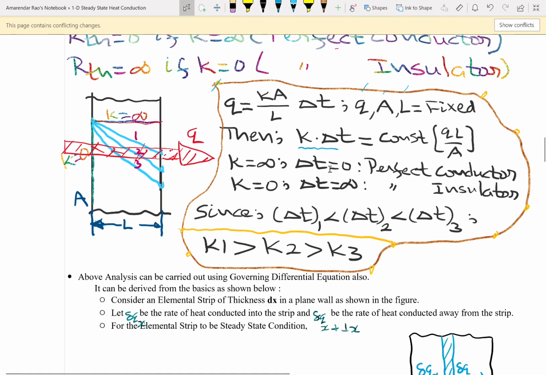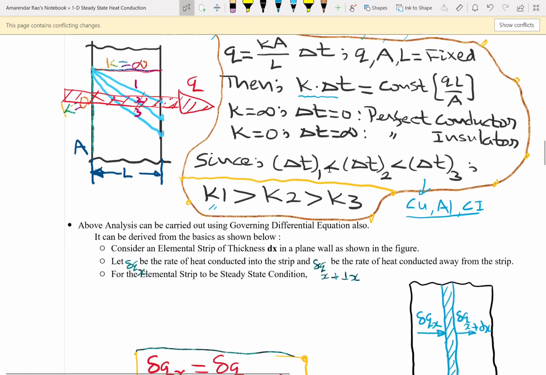And for all ordinary materials, temperature profiles are given by these blue colored lines 1, 2, 3. And you can see 1 requires minimum potential, it must be the best conductor, whereas 3 requires maximum potential, it must be the poor conductor, sandwiched by 2. Therefore, for these three materials, we can say that K1 is more than K2 is more than K3. 1 may be copper, 2 may be aluminum, 3 may be cast iron. So we can always know that the better the conductor, the lesser is the slope or the lesser is the potential required.